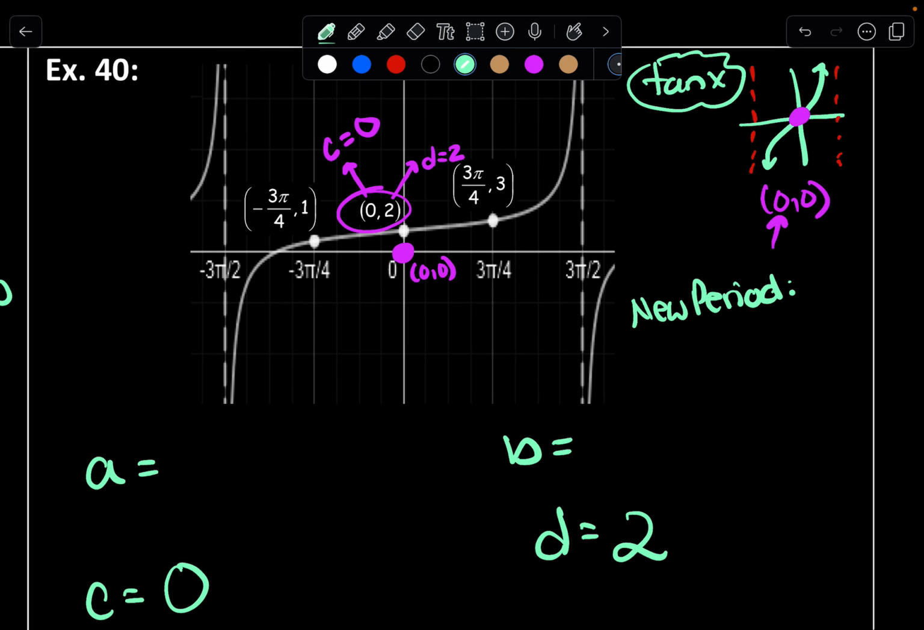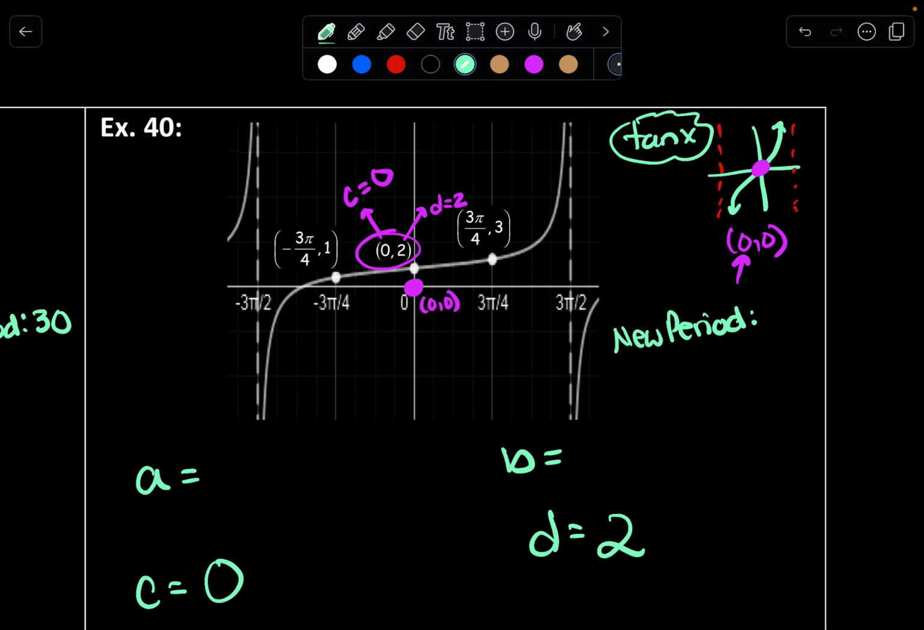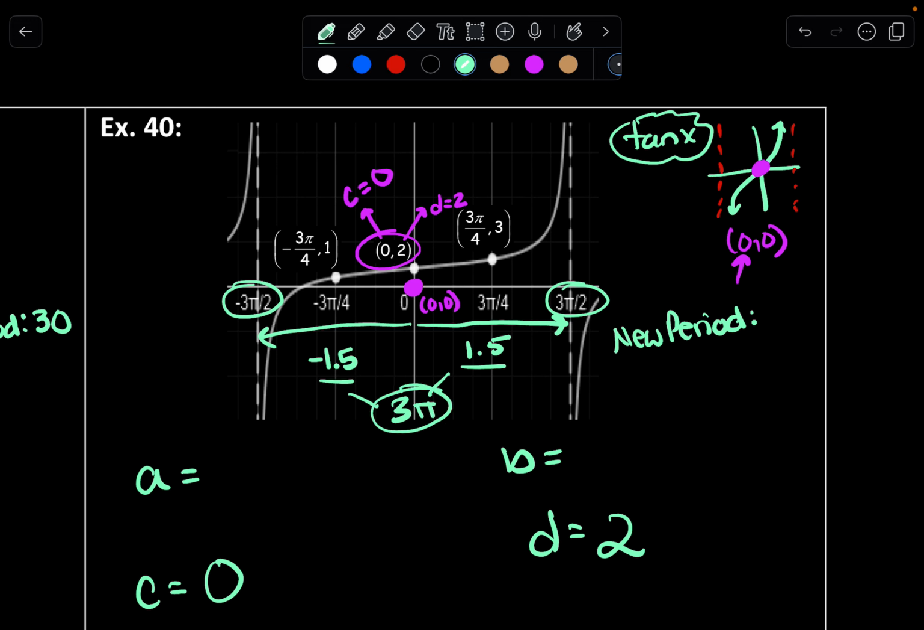And for this one, we can look at the asymptotes. So the original period for tangent is pi. But if I look at this one, it's stretched out by a lot. So if I look in this direction, we go to negative 3 pi over 2. If I just ignore the radians for a second, I can think of that as negative 1.5. And then in this direction, I'm also going to 3 pi over 2. So I can think of that as positive 1.5. If we take both of these distances, we have 1.5 plus 1.5, so that's going to give us 3. And then if we come back to our radians, that means we have a period of 3 pi.